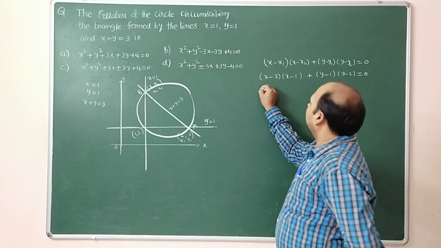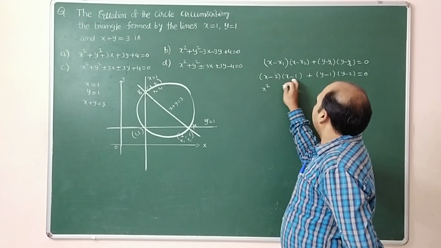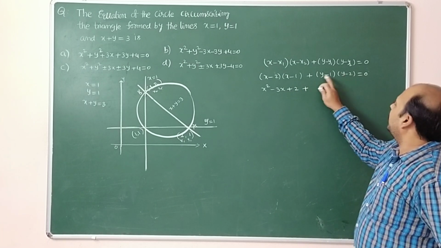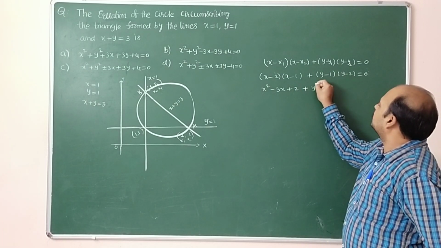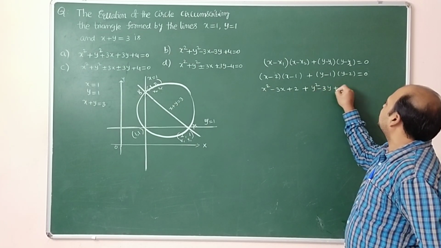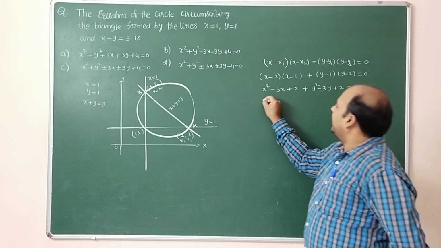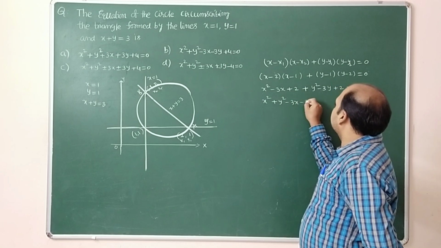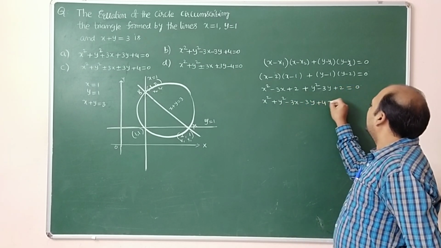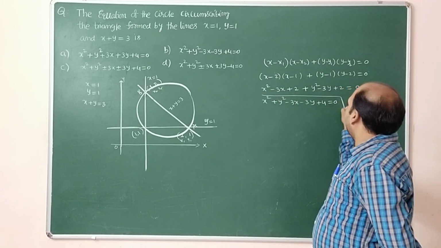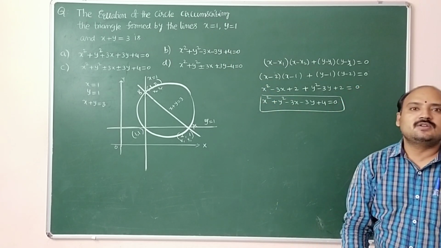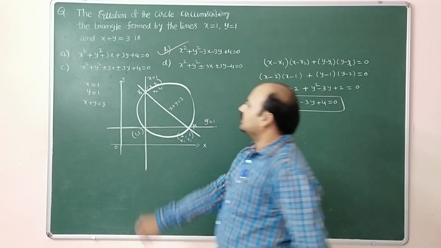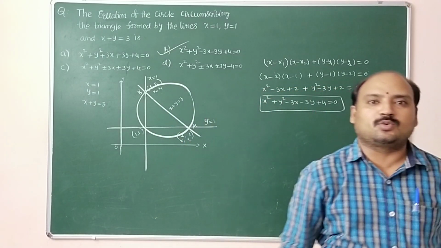So x square minus 2x minus x, minus 3x plus 2; y square minus 2y minus y, so y square minus 3y plus 2. So x² + y² - 3x - 3y + 4 = 0, which is the required equation of the circle circumscribing the triangle. So which is there in the second option. We will move to the next question.